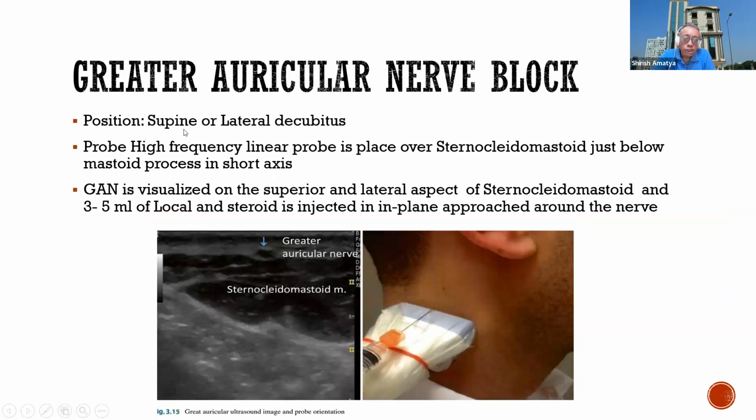As shown in the picture, for the site of block of the greater auricular nerve, the patient position is usually supine, or we can also put the patient in lateral decubitus. We put the high frequency linear probe just over the sternocleidomastoid and scan the probe above and below.